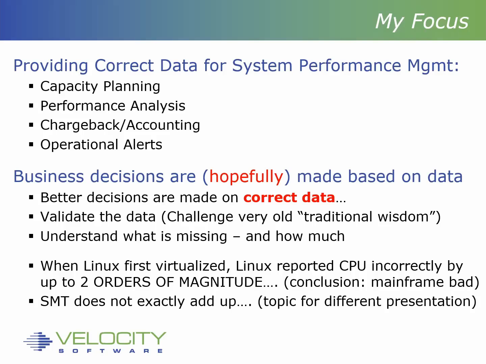When I looked at Linux the first time it was virtualized, a lot of installations were using the Linux reported CPU metrics, and I did a demonstration for one installation. It's wrong by two orders of magnitude. It was actually wrong by a factor of 89, but they were looking at their performance monitor and I was looking at the real-life data. Back then, there were a lot of conclusions that the mainframe was really slow and really bad. It's because they were looking at the wrong data. If you correct that data by two orders of magnitude, it makes a rather large difference in how the mainframe was viewed.